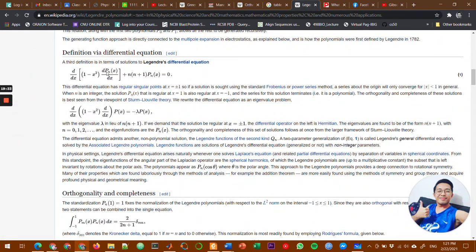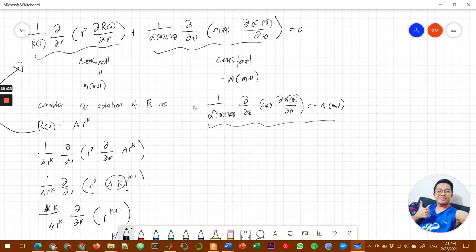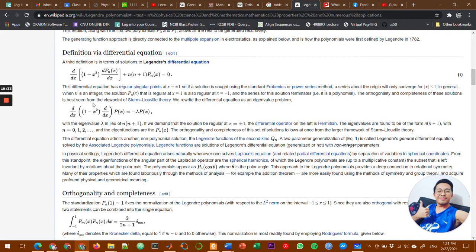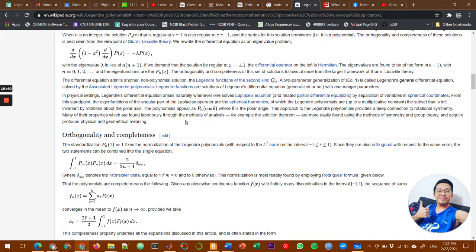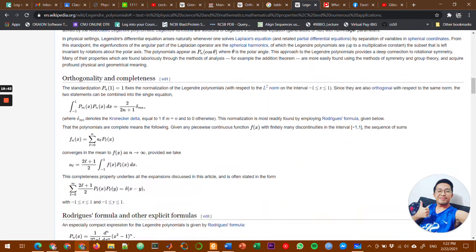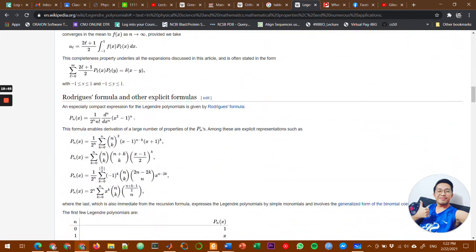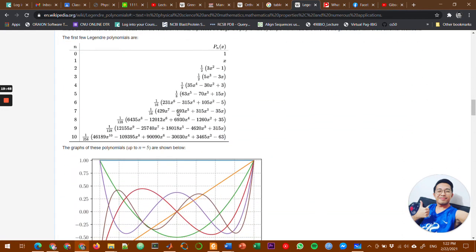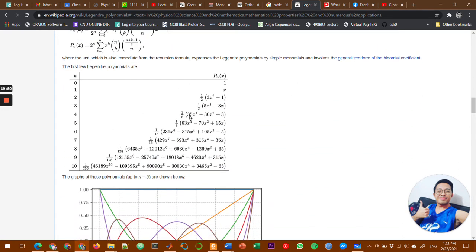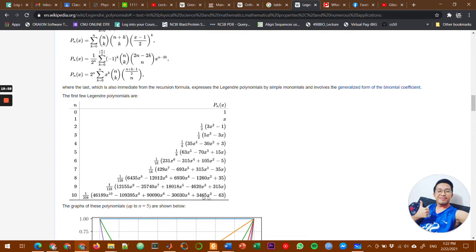So equation 1 is really familiar. This equation is actually this. Okay? So n here is also m. And the solution is given by P. So we have this solution. Tada. These are the first few Legendre polynomials. In this case it is just cosine or sine. Just replace x with cosine. Okay? Going back.